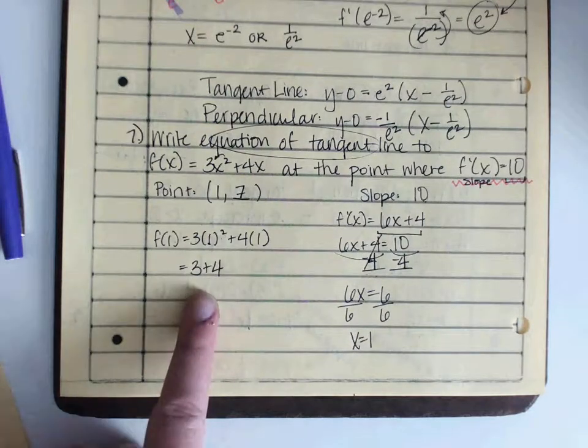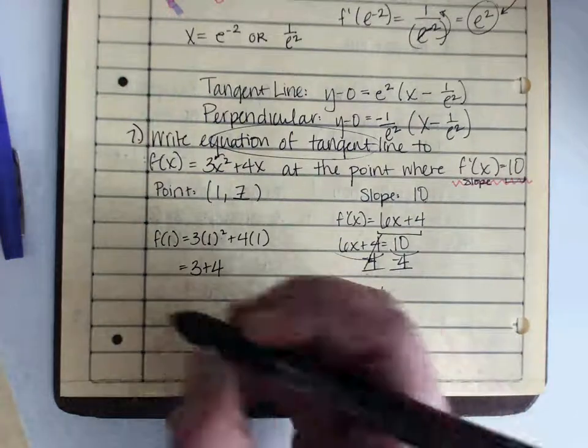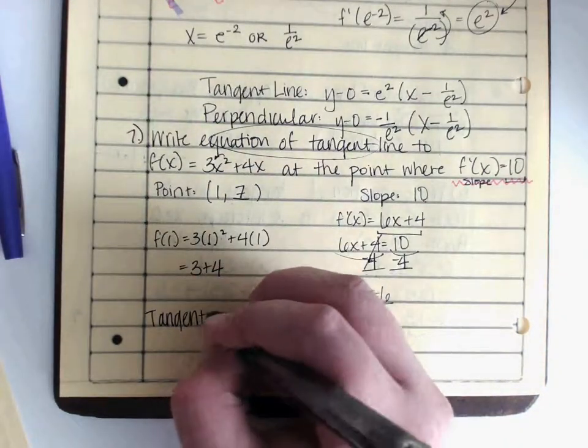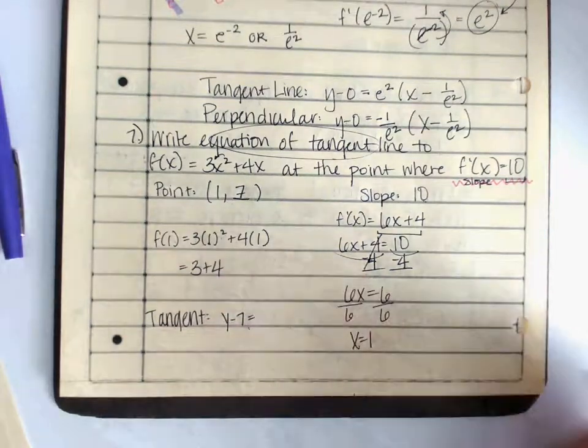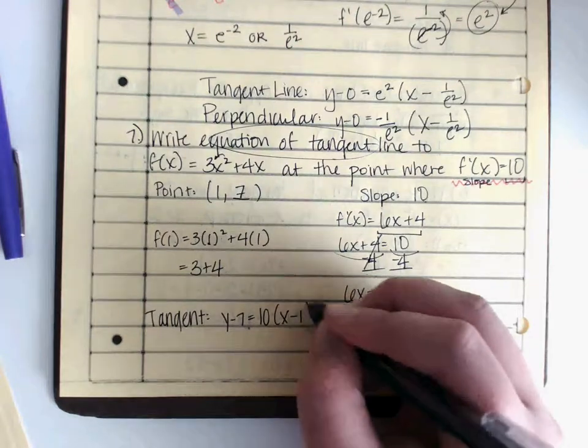Then from there, I would have my point here, I'd have my slope here, so I'd just write the equation of my tangent line. So tangent line would be y minus 7 equals, slope was 10, x minus 1.